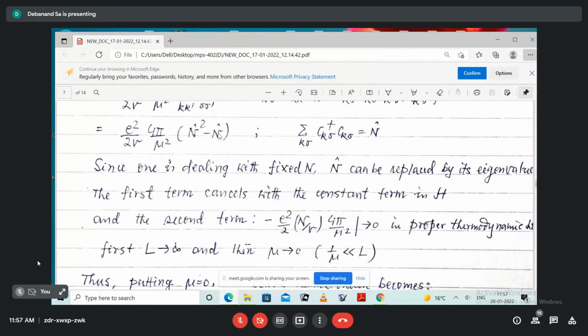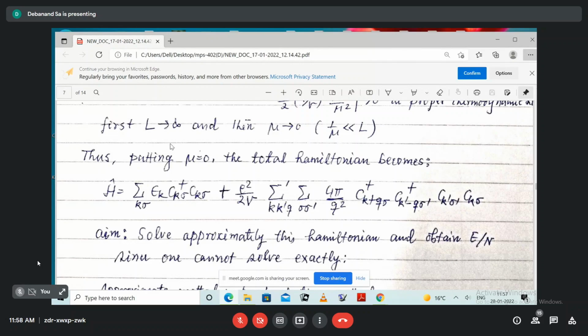And the remaining is only this, e square minus e square by 2, 4 pi by mu square n by v. And this is going to be 0 in the proper thermodynamic limit. That is, you first take L goes to infinity and then take mu goes to 0. So after doing this, you will end up with a pure electronic Hamiltonian because your bosonic terms are also cancelled with the part of Hartree. And a part of the Hartree term, the Q equal to 0 process, is going to be 0 in the proper thermodynamic limit.